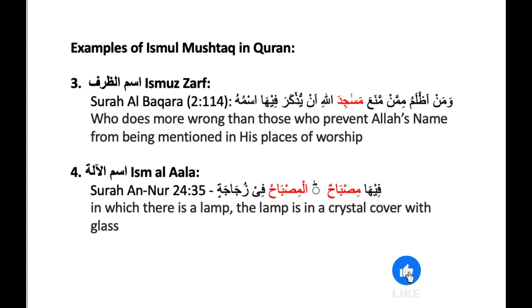Number three, ismu zarf, Surah Baqarah, verse 114. Wa man azlamu mimman mana'a masajidallahi an yudhkara fiha ismuh. Who does more wrong than those who prevent Allah's name from being mentioned in His places of worship?